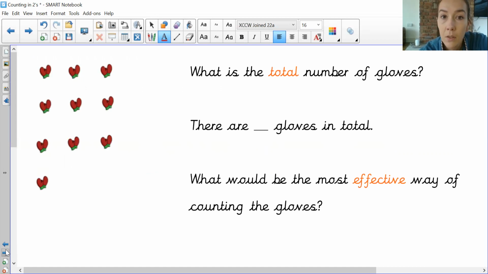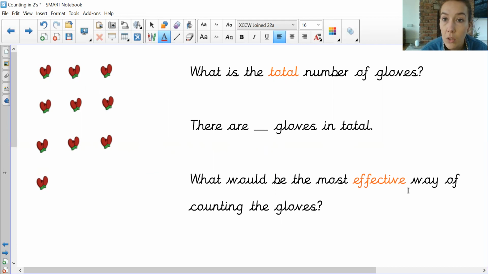Then you might get a little bit of problem solving. So we've got these little gloves here that I've copied across. I've also highlighted some key vocabulary on these. So I've highlighted total and effective. So your total is the amount altogether. And obviously the final question is, what would be the most effective way of counting the gloves? So the most effective way is the quickest, the easiest, the one that's going to get you the answer.